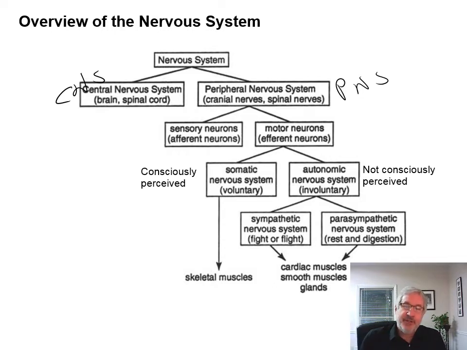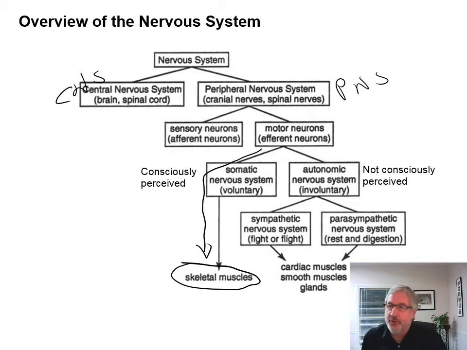The somatic nervous system is voluntary, and so you have the efferent. These are consciously perceived things, and so these are moving your skeletal muscles. So these motor neurons go and innervate the skeletal muscle. So you see a glass of water, and you reach over and you pick it up to drink the glass of water. Those are all skeletal muscles.